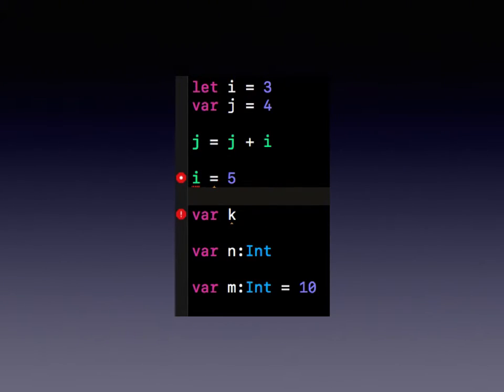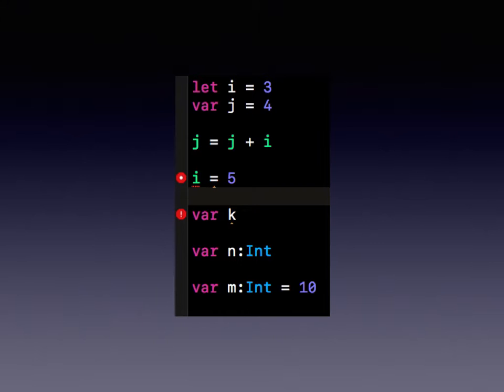Let's start getting to the meat of the subject. There's 2 keywords. There's let and var. Let defines a variable which cannot be modified. It's a constant. Var defines a variable, in this case, j = 4. j can be modified. However, i cannot. You get an error.